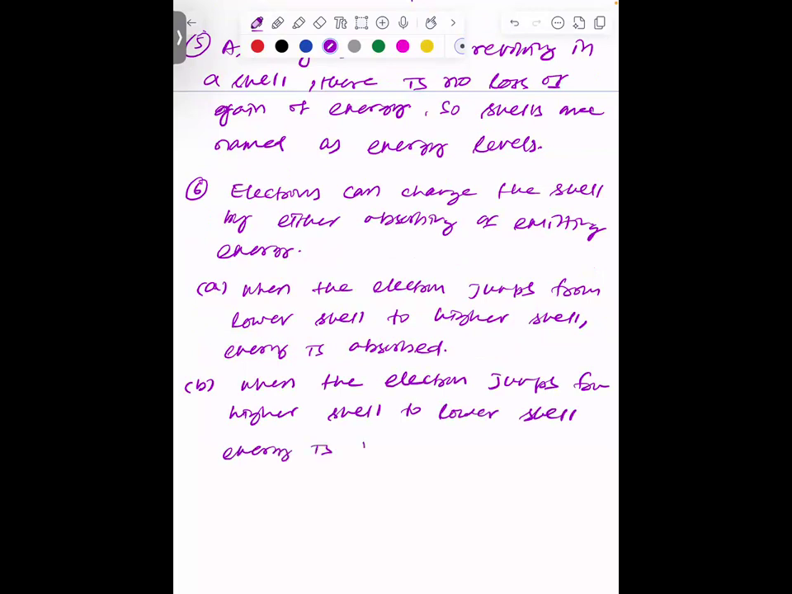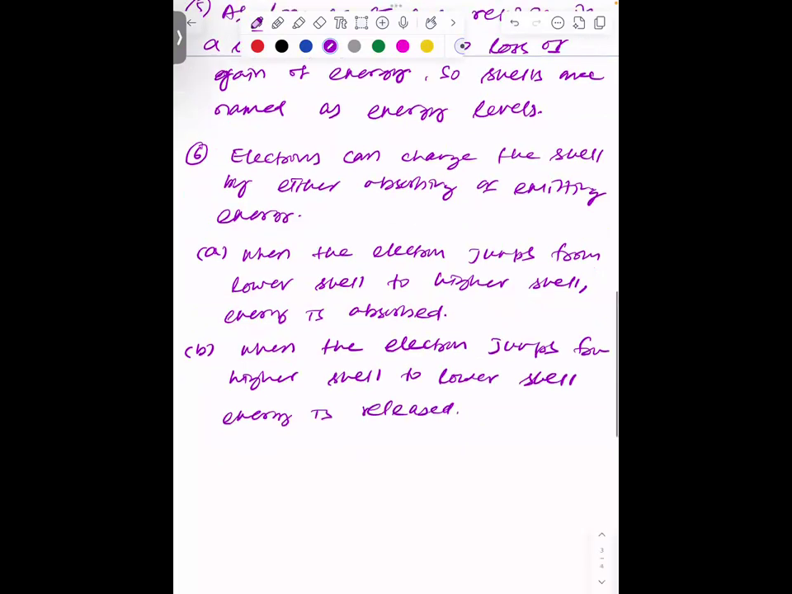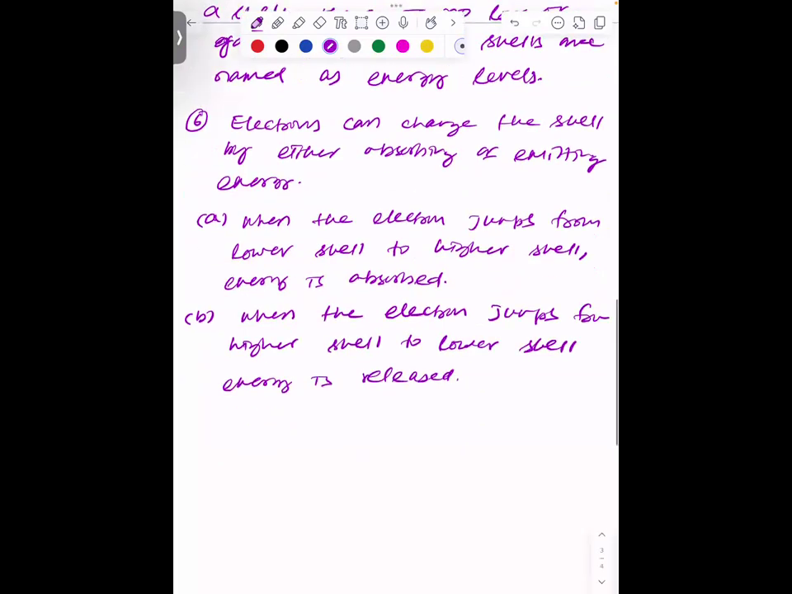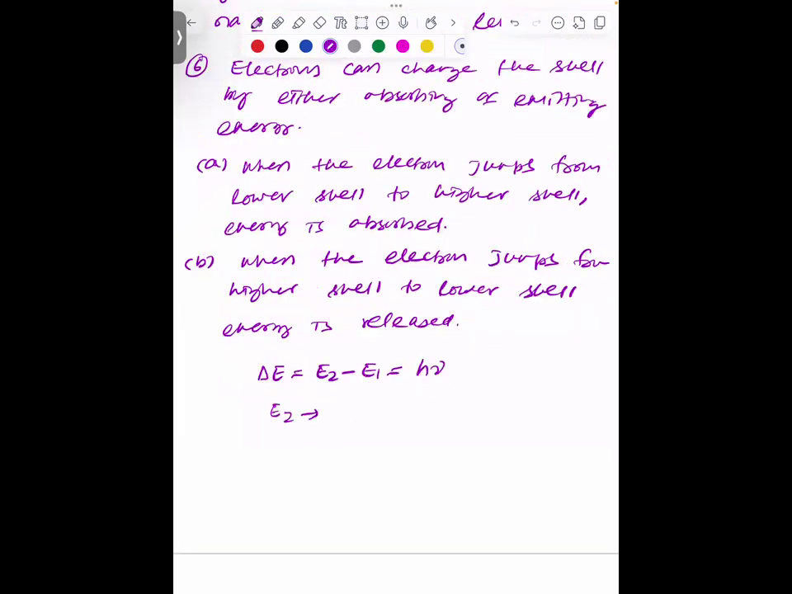released. Okay, so mathematically we can write delta E equal to E2 minus E1, that is equal to h nu. So what is E2? E2 is the energy of the higher shell, E1 is the energy of the lower shell.